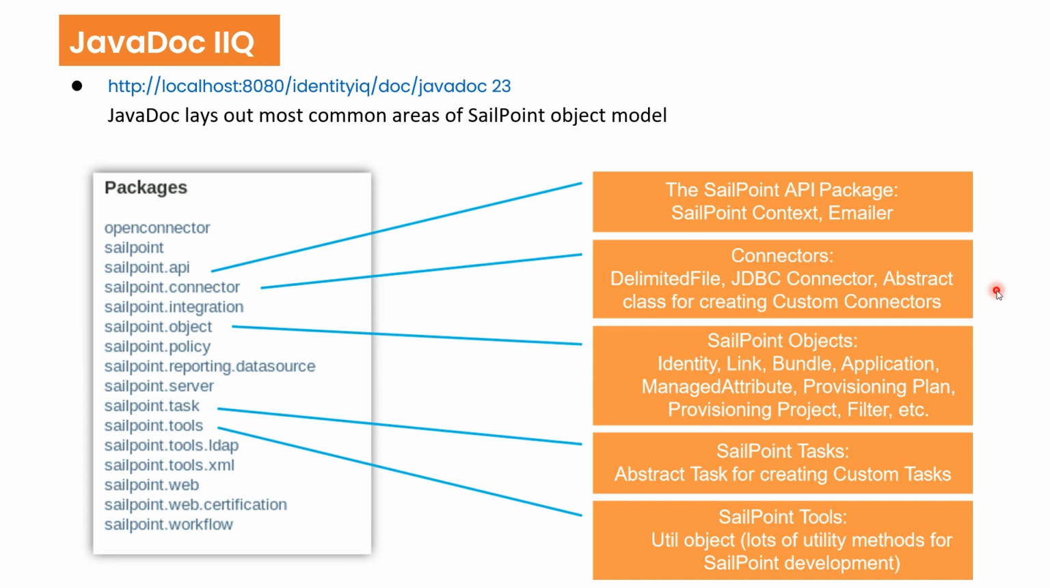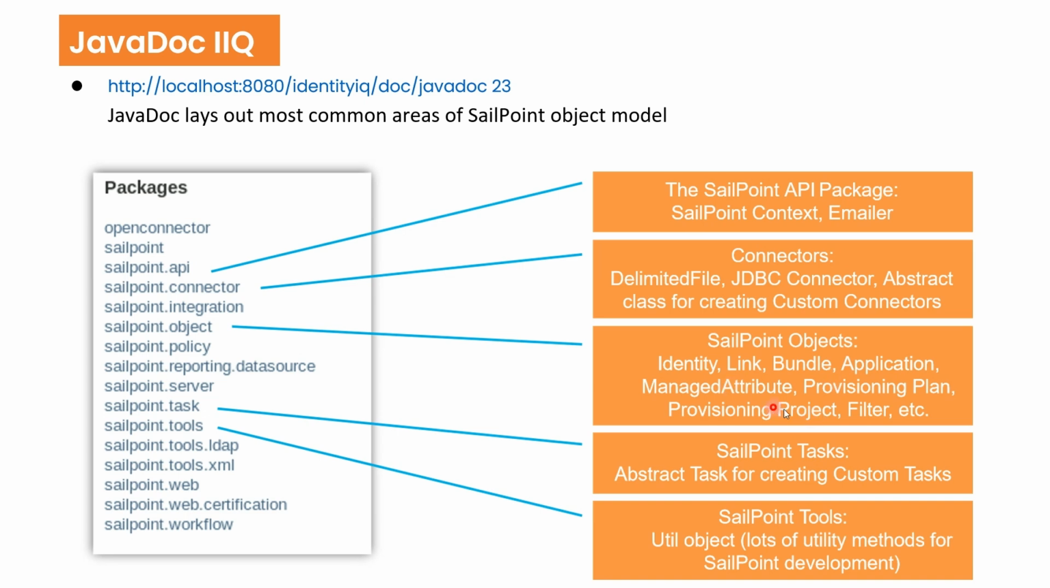Next we have the object package, the most frequently used package, which is sailpoint.object. There you can get identity, link, bundle, application, managed attribute, provisioning plan, provisioning project, filter. These are all the objects which we would be frequently using, guys.